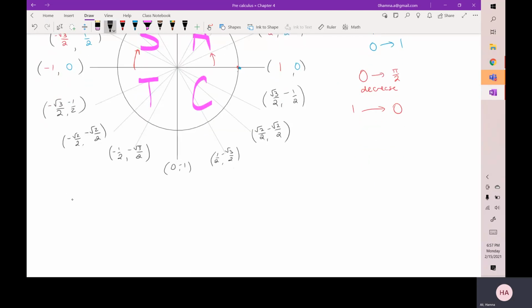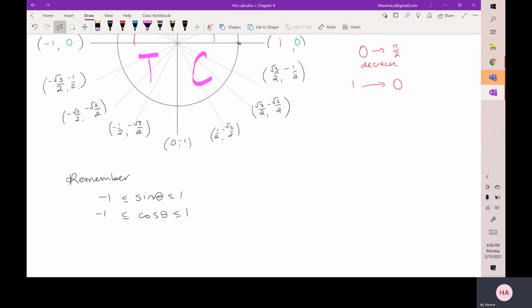We want to remember that we have limits on our values. So sine of theta and cosine of theta, the smallest they can be is -1, and the largest they can be is 1. And this is just based on the rules of our unit circle. This has a radius of 1, so we can't get any bigger than that.